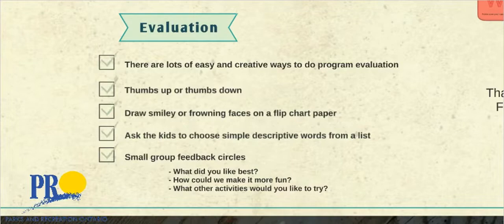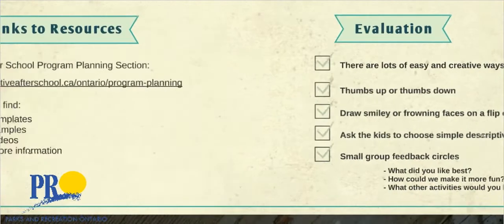If your participants are older, you can try doing a small group feedback circle. This is done by passing around an object in a small group, and the person holding the object gets to answer a question. You can ask things like, what did you like best, or how could we make it more fun? You can even ask them about other activities that they'd like to try. That's it. Now you have a program plan.